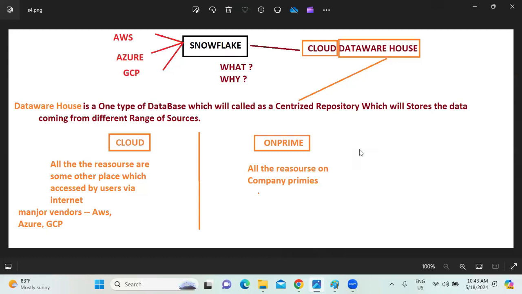So in that case, we can't say that Snowflake is very easy, right? That's your understanding from five years back. But the process is reversed right now. Actually, ETLs did not come first. First, the data warehouse came. After that, ETLs came.